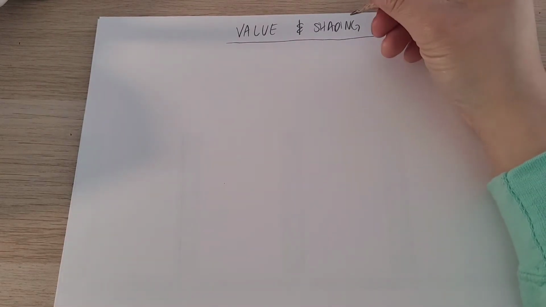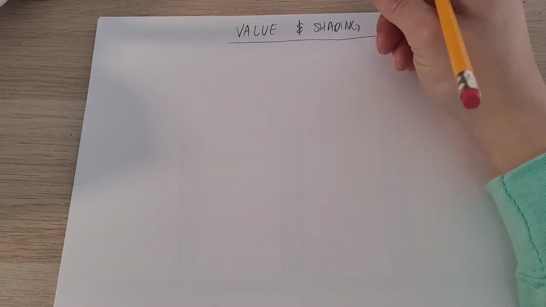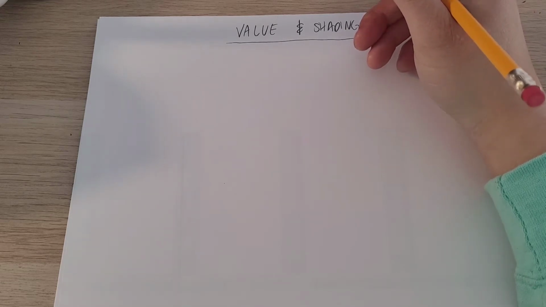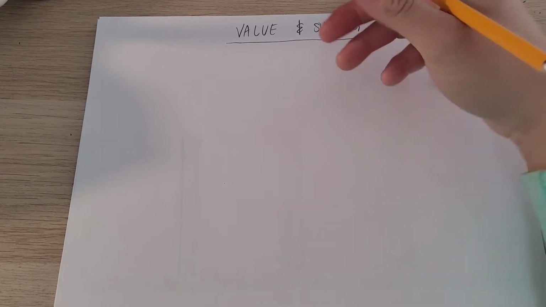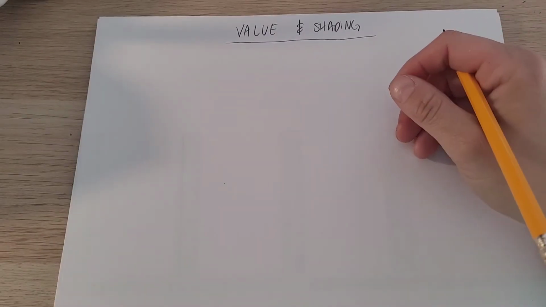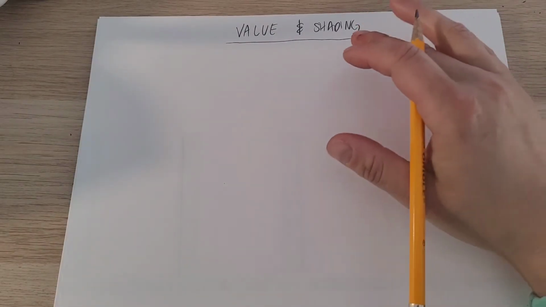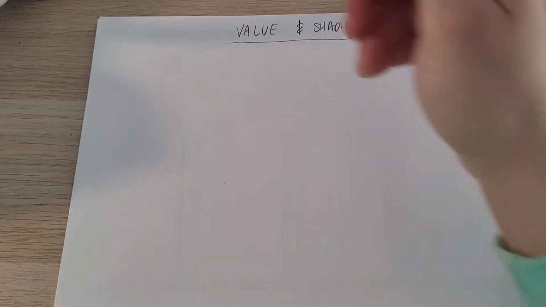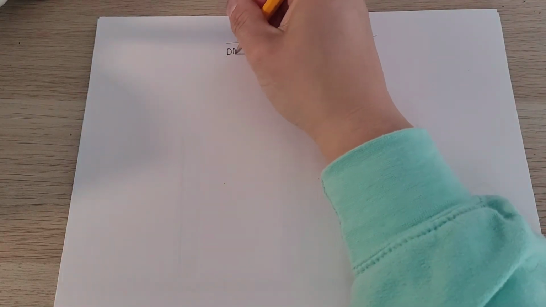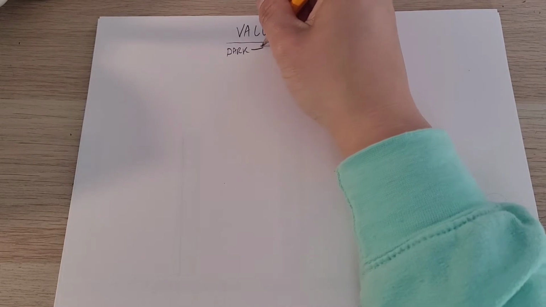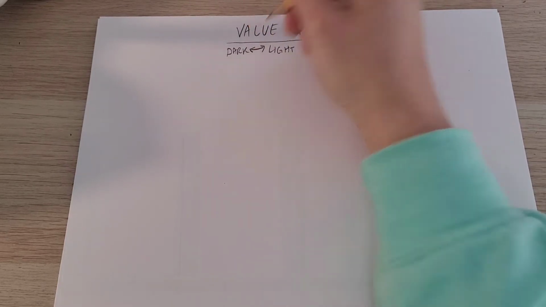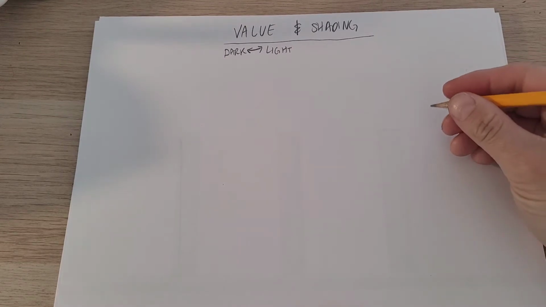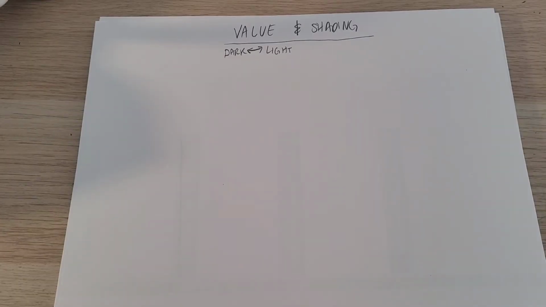Value in art has nothing to do with the price of something. So it's not like looking at something and saying, this is new and the value is $5. In art terms, value deals with dark to light or vice versa. So when we start working on value, we're just going to focus on creating this dark to light.